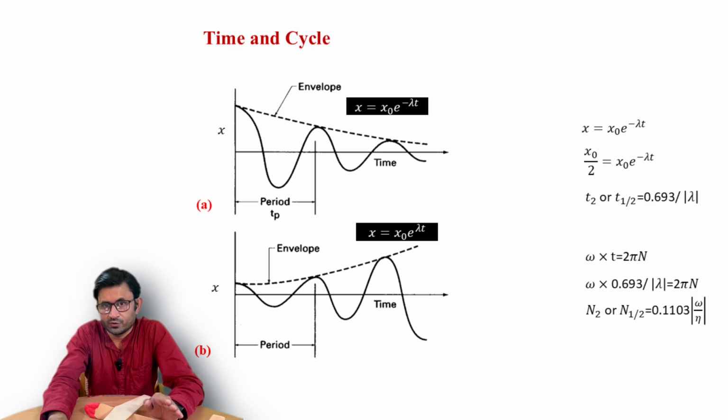Already we know the solution x equal to x naught e to the power minus lambda t. Since this is a stable case, lambda is negative. Put x equal to x by 2 and find out the time. You will get 0.693, which is nothing but log 2 divided by lambda. If you want to find out the number of cycles it will take to halve its amplitude, then you can use omega into t equal to 2 pi n. So the number of cycles for half or double will be 0.11 mod omega by n.